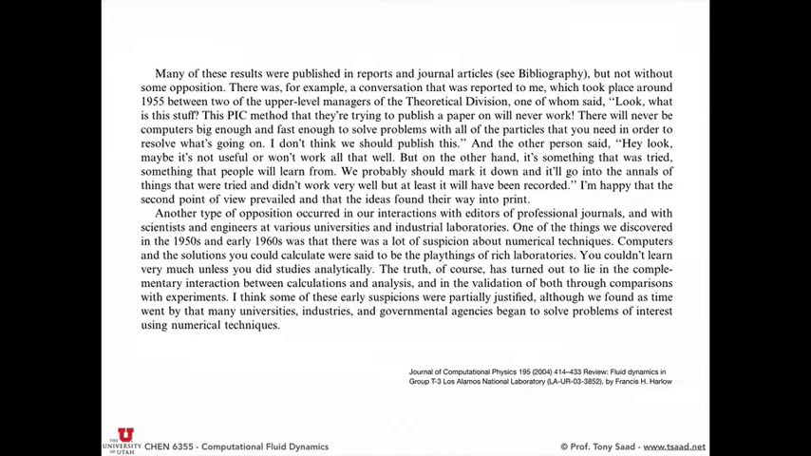Many of these results were published in reports and journal articles, but not without opposition. There was, for example, a conversation that was reported to me, Harlow, which took place around 1955 between two of the upper-level managers of the theoretical division. So, in the labs, there's a manager for a group, and then upper-level management, and they govern groups. Elizabeth, you know about this because you work in the labs.